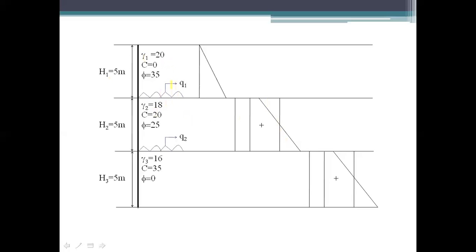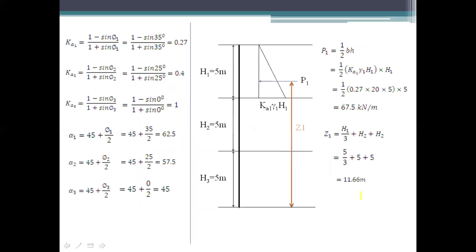Then the first layer and second layer both will have a loading on the top of the third layer, which is Q2. So Q2 will be Q1 plus gamma 2 into H2, and again for the third layer you will have a rectangular loading for this surcharge Q2, and there will be a negative and positive diagram. Let us see how the forces are calculated. So here there are 3 layers.